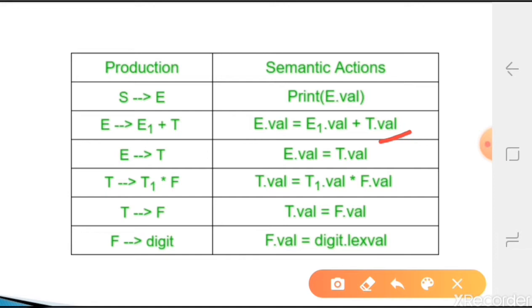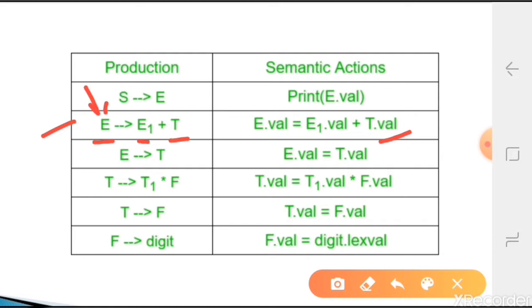Okay, so here E producing E plus T. For this the semantic rule is nothing but E dot val, that is the left hand side, its attribute is equal to the right hand side's attribute value, E1 dot val, plus T dot val. So the addition of these two values will be E's value. Okay, so like that we listed here.